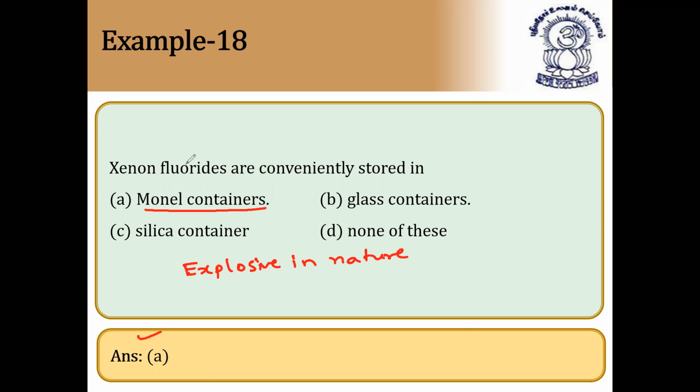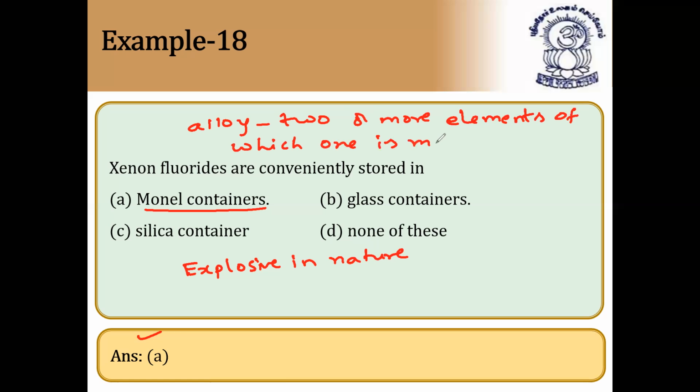Monel containers are those made of monel metal, which is an alloy of two or more elements, of which at least one is a metal. First of all, it contains two or more metals, two or more elements, of which one is compulsorily a metal. It is based on nickel and contains copper, iron and manganese.